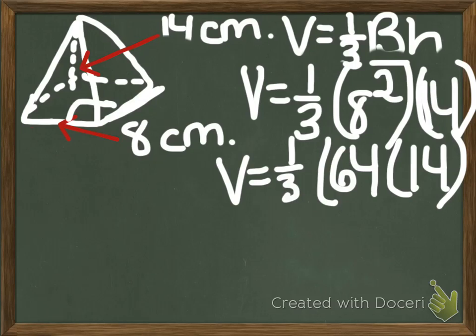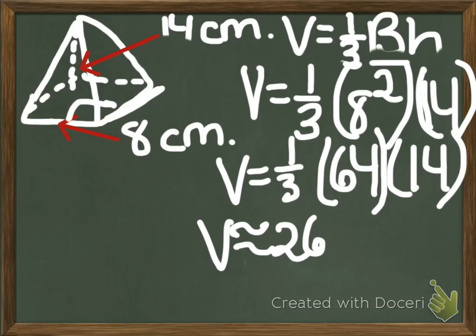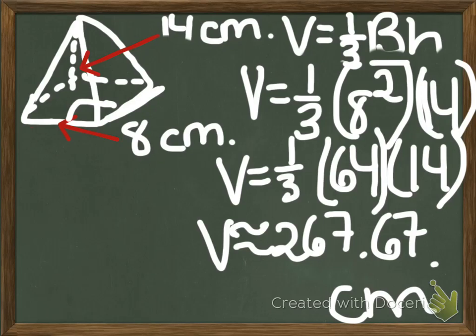And if you multiply all that together, with the 1/3, 64, and the 14 centimeters, you would get, not equals, it would actually be approximately 267.67 centimeters cubed.